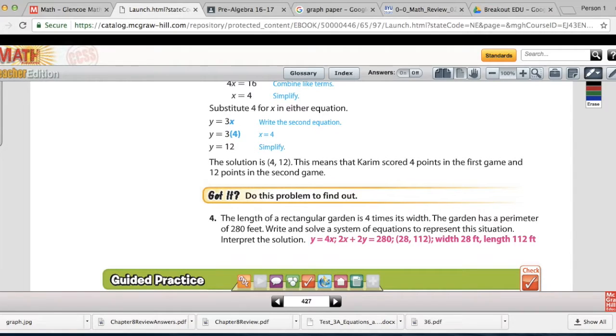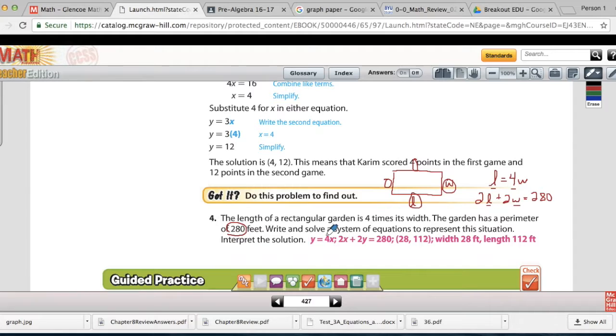It says the length of a rectangular garden is 4 times its width. So I'm going to utilize another strategy I like, which is to draw a picture. It says the length is 4 times the width. So here's the length. Here's the width. So the length is equal to 4w. Okay. The garden has a perimeter of 280 feet. Well, the perimeter is 2 L's and 2 W's. So that's 2L plus 2W equals 280. And there we have a system of equations because we have two equations with the same variables.